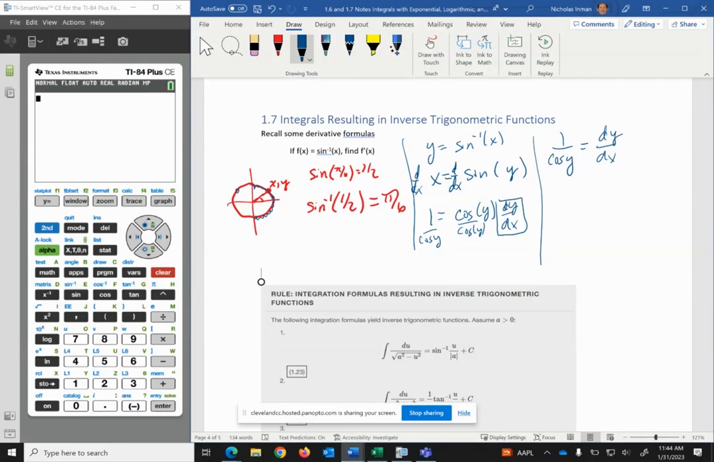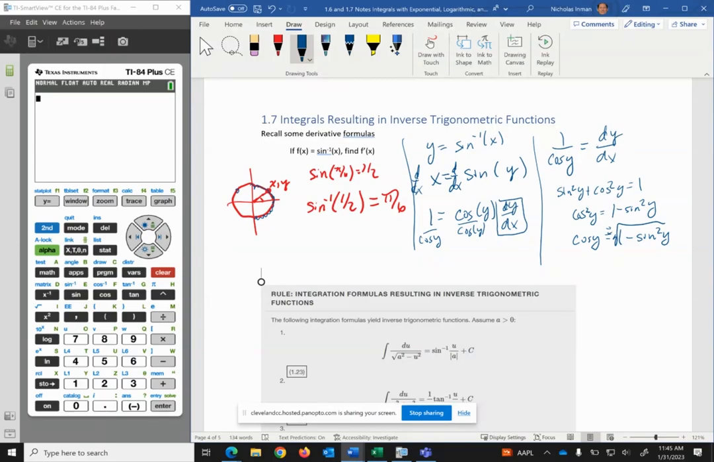And then this is where things get a little crazy. Do you remember our Pythagorean identity? Sine squared plus cosine squared is equal to 1. Well, solving this for cosine, cosine y equals the square root of 1 minus sine squared. Technically, we do want the plus or minus in front of that.